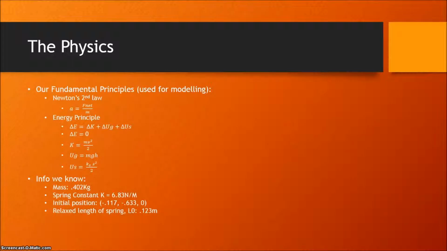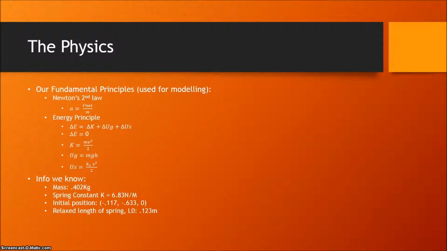For the creation of our model, we're going to be using two main fundamental principles, those being Newton's second law and the energy principle, which states that the change in energy is equal to the sum of the changes in kinetic, gravitational potential, and spring potential energy. So we know going into this problem that our spring and mass system are not going to be absorbing or releasing any energy into the surroundings. So we can expect that there's not going to be any change in energy.